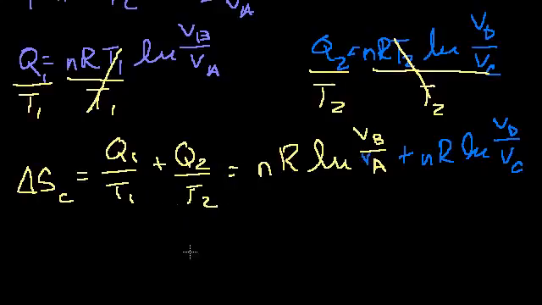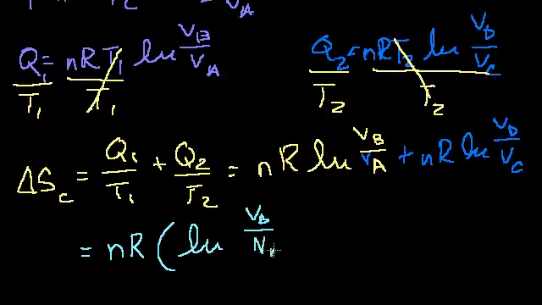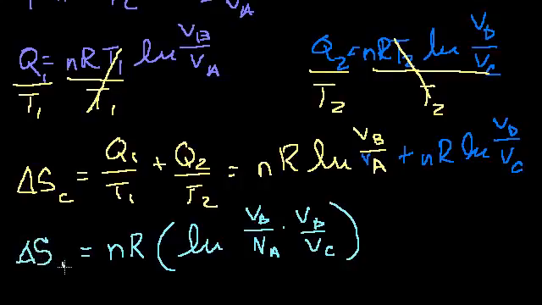All right, now let's see what we can do. This is equal to, almost there, home stretch. We can factor out an nR. And then the natural log of a plus the natural log of b is just the same thing as the natural log of ab. So this is equal to nR times the natural log of vb over va times vd over vc. All right. Now, this is our change in our s state variable that we're playing with right now. Now, what is this equal to?